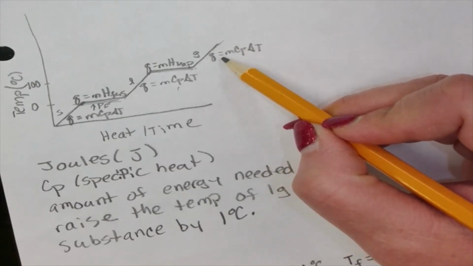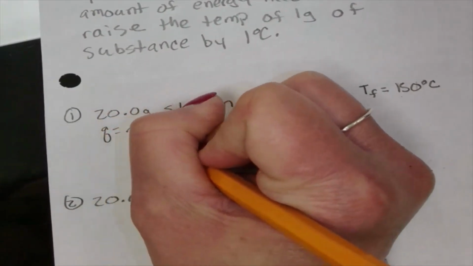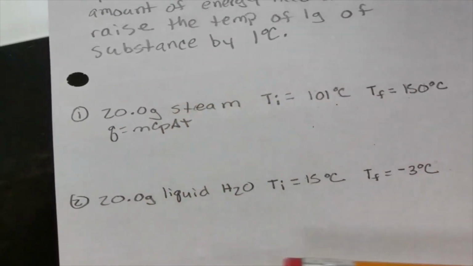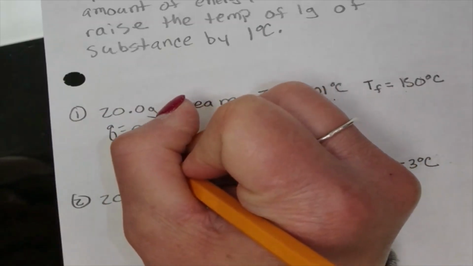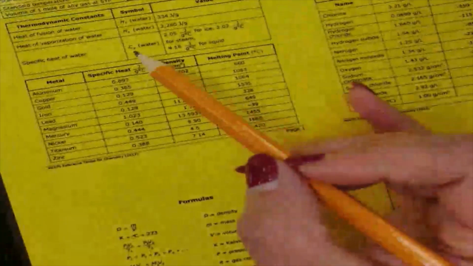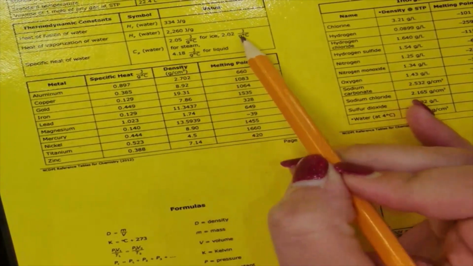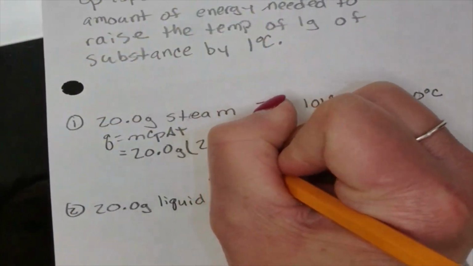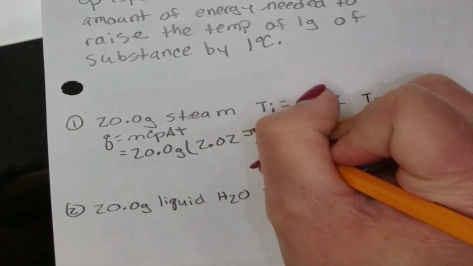So Q is going to equal mC_P delta T, where m is my mass and Q is our heat in joules. So m is my mass, so that's 20 grams. Now, the specific heat for steam, according to my reference tables, is 2.02 joules per gram degree Celsius.